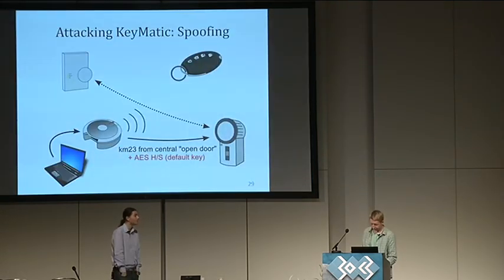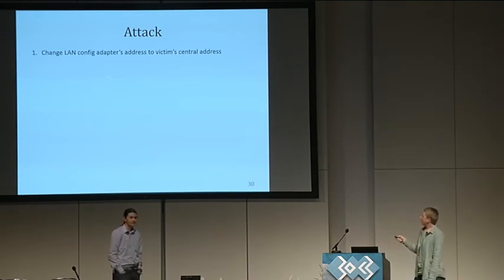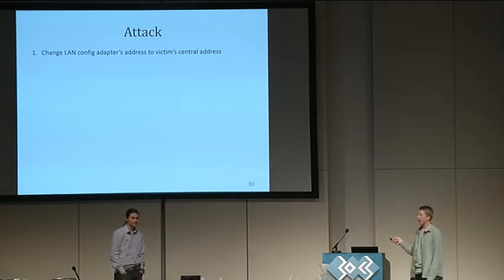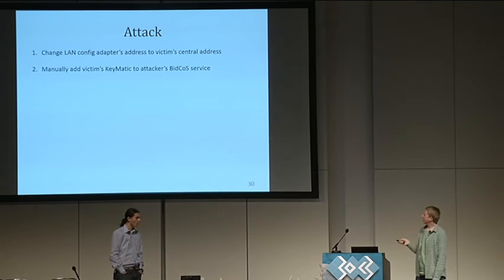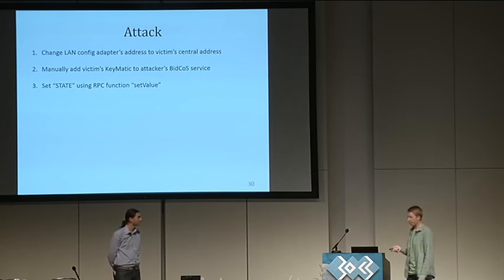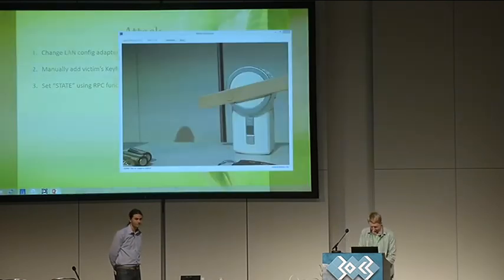What we need to do is, first, change the address of the LAN configuration adapter to the address of the victim central. Otherwise, the keymatic wouldn't accept our packets. Then we need to manually add the victim's keymatic to the BidCoS service. After that, we can just use the RPC function setValue again to set the state of the keymatic. In this case, the state would be lock or unlock the door. Okay, let's do it.